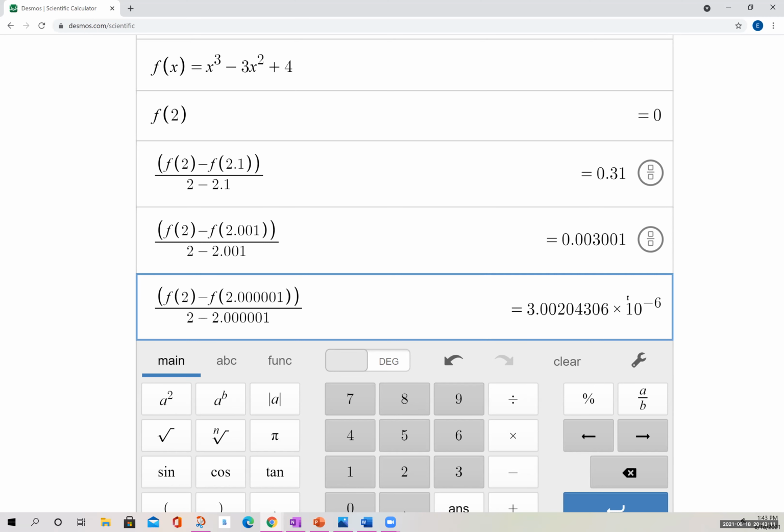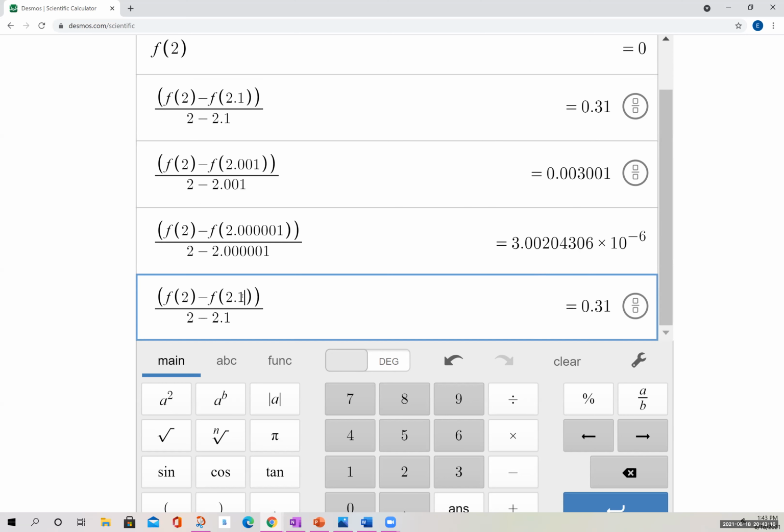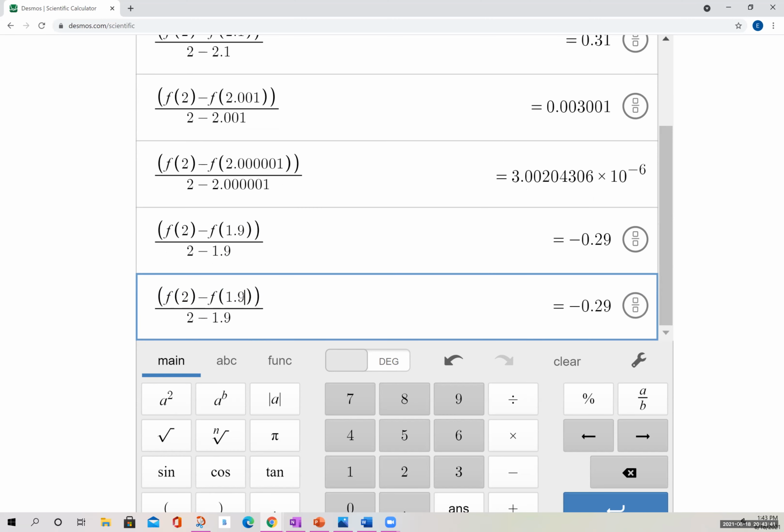Let's just look at the other side of 2, which was like 1.9, right? Change that. It should also be tending to get closer and closer to 0 as we get closer and closer to 2. Okay, so negative 2.9. Okay, that's kind of close to 0. Well, let's see. Add some 9s though. I don't know how many I added.